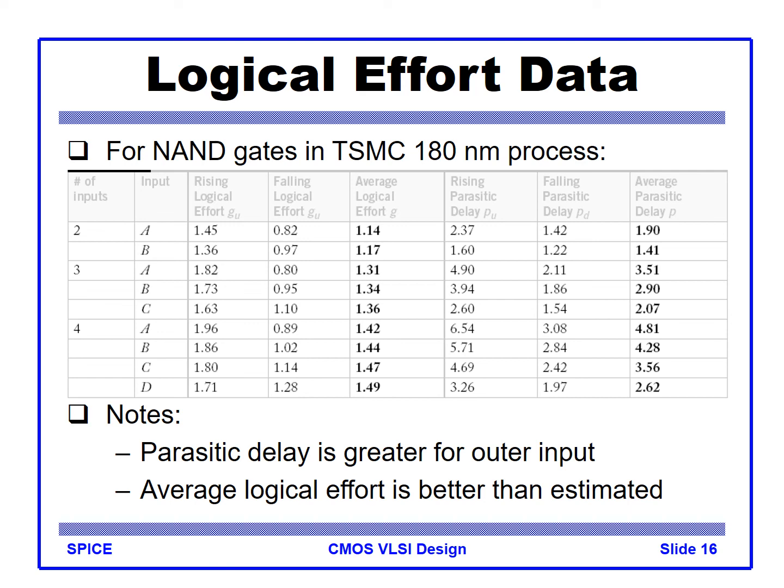And also we can find the average logical effort for the rising and falling by taking the average of those. So it's like this. The actual average logical effort is better than the estimate we just calculated by hand. The number we calculate by hand is a little larger than the actual simulation result.